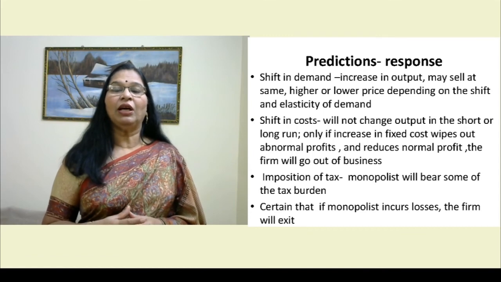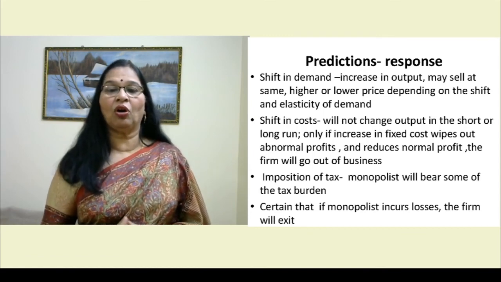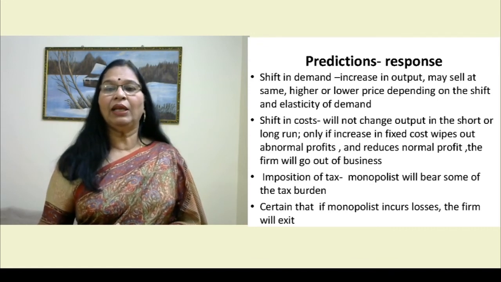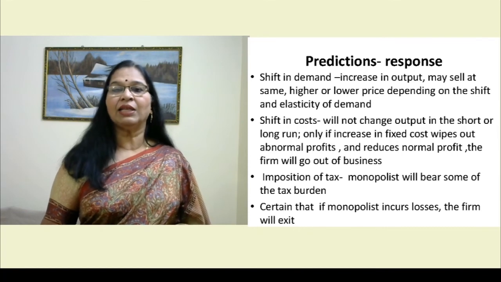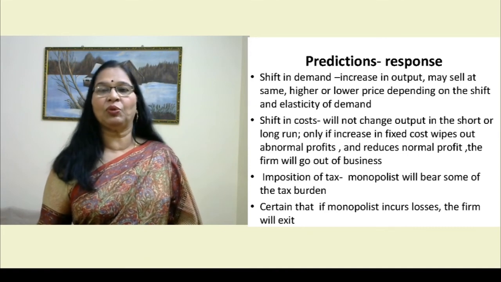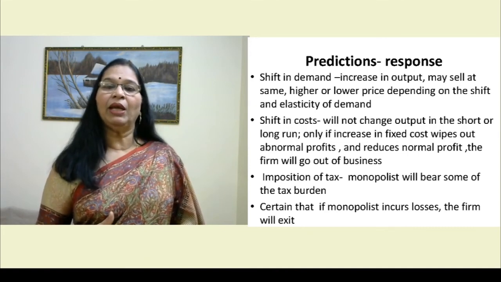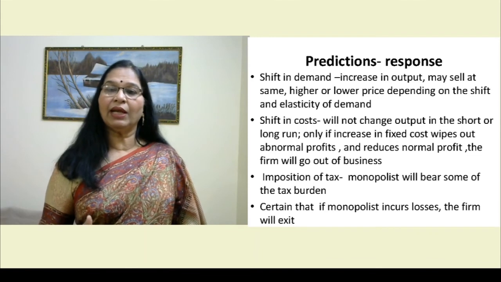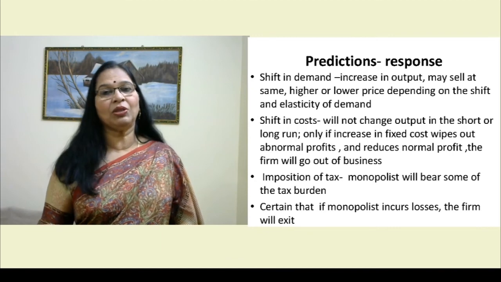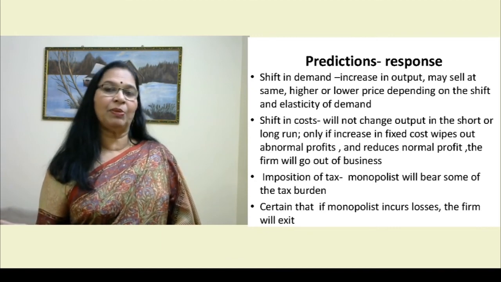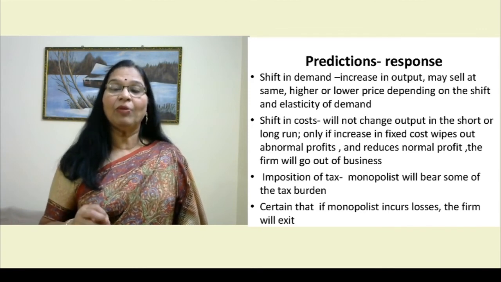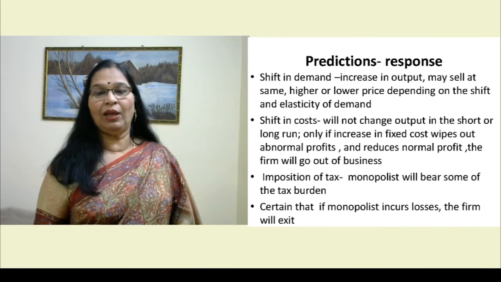Shift in cost, it may not change output in the short or long run. Only if the fixed cost wipes out the abnormal profit, then it will reduce normal profits, and in that case, the firm will have to go out of business. So these are the possible responses to the predictions that we just made. And if the government imposes a tax, it is possible the monopolist will bear some of the tax burden just to stay in profit, because it will cover up the tax burden by increasing the price of its produce. And it is certain that if a monopolist incurs losses, the firm will exit.